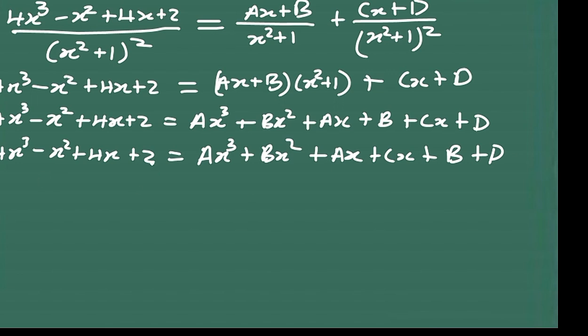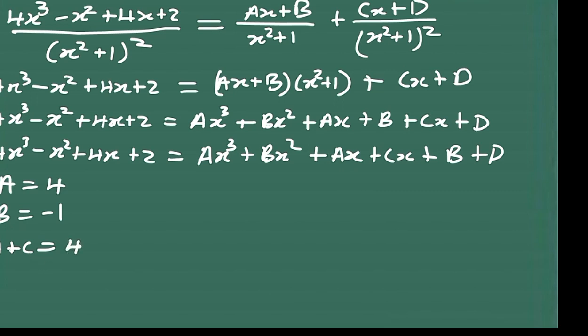Now at this stage, we just have to equate their corresponding coefficients. Now if you look at the left hand side, the coefficient of x cubed is 4, so we can say that a is equal to positive 4. Now the coefficient of x squared is minus 1, so we can say that b is equal to minus 1. Now we also have ax plus cx, so we can say that a plus c is equal to 4, the coefficient of x.